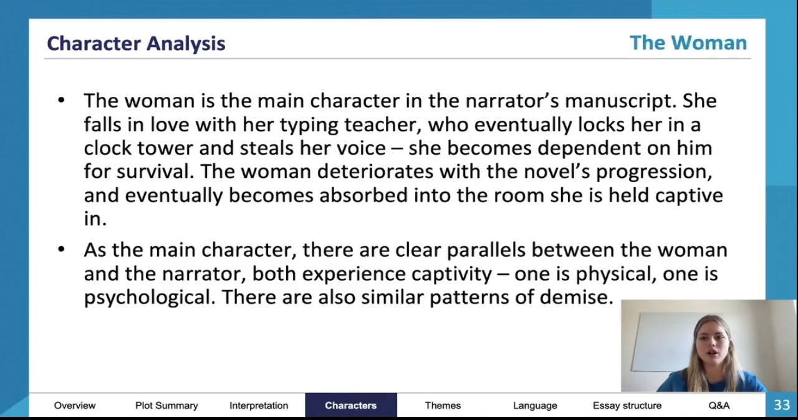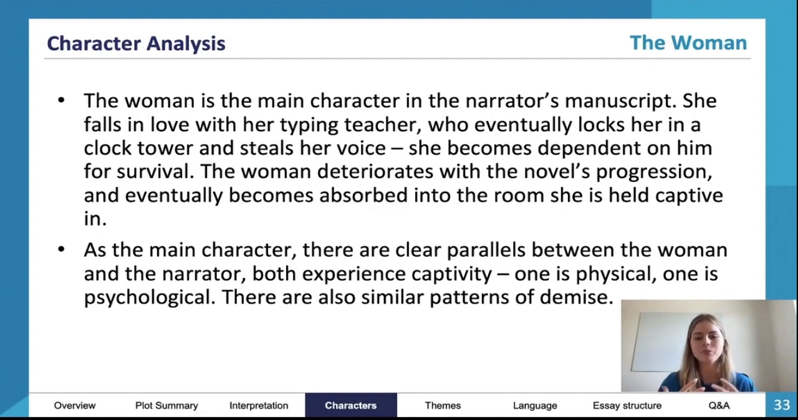Okay, and the woman. So these two are now the people in the excerpts, which we will explore as well. The woman is the main character in the narrator's manuscript. So essentially, this is a summary of her perspective or her growth and characterization throughout the manuscript. She falls in love with her typing teacher, who eventually locks her in a clock tower and steals her voice. She becomes dependent on him for survival. The woman deteriorates with the novel's progression and eventually becomes absorbed into the room she's held captive in.